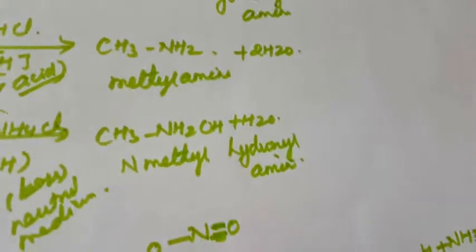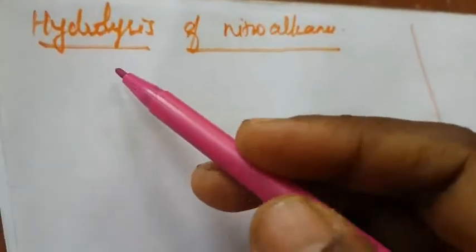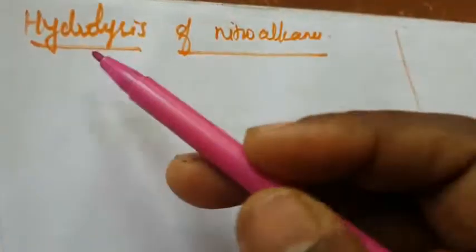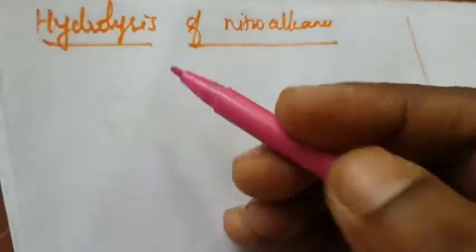Okay, so next we are going to see the hydrolysis of nitroalkane. What is meant by hydrolysis? Lysis means breakdown. Hydro means water, lysis means breakdown. So that is breakdown of nitroalkane with water molecules.